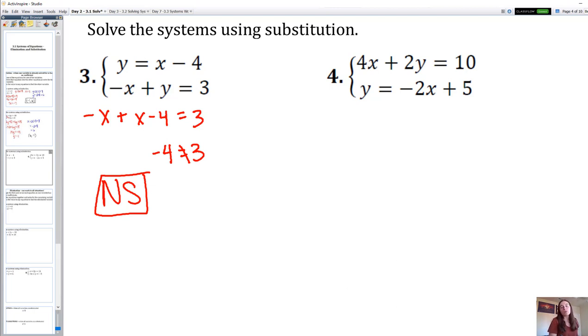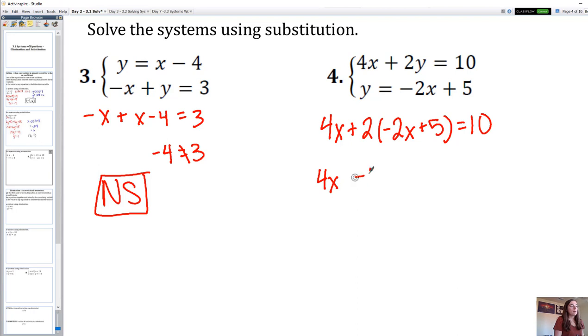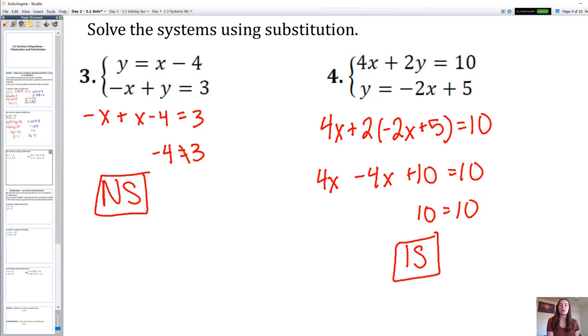Number 4, the second equation already has y solved for. So then we can substitute that y into the first equation. So we've got 4x plus 2 times negative 2x plus 5 equal to 10. When we simplify, first we're going to distribute. So we have 4x minus 4x plus 10 equals 10. Notice that 4x minus 4x is 0, so we have 10 equal to 10. If we get the exact same number on both sides, if this is a true statement and there are no variables, then we have infinite solutions, meaning our lines are the same line.